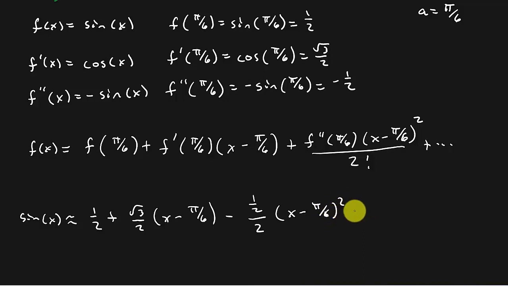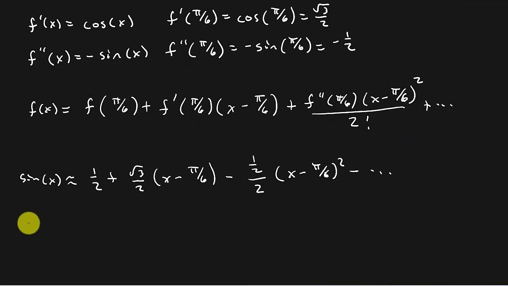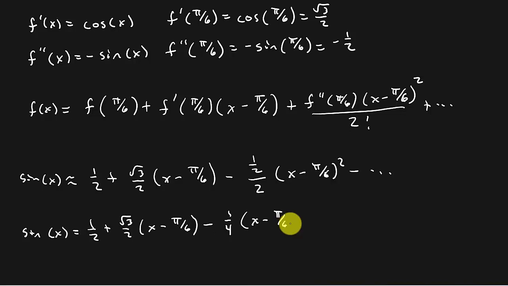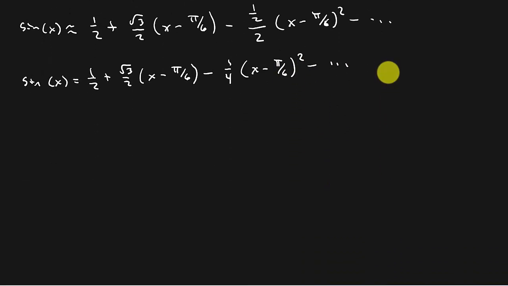And then the next one, I mean, it would be minus, because the derivative of negative sine is negative cosine, so we would have a minus there, and so on. All right, so we get sine x is equal to 1/2 plus square root of 3 over 2 times x minus pi over 6 minus, and all I'm doing is rewriting this whole thing. To rewrite this, 1/2 divided by 2 is 1/4 times x minus pi over 6 squared. All right, so there we have it.